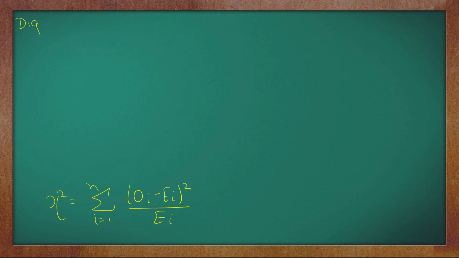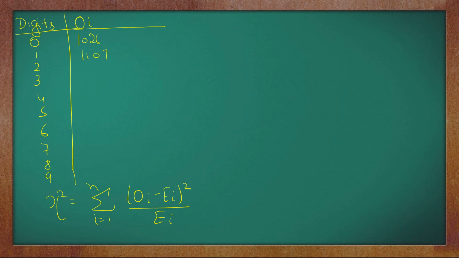First one was digits. That is 0, 1, 2, 3, 4, 5, 6, 7, 8, 9. Please solve this question with me. Then next is frequency. Which type of frequency? Observed frequency. So what is the observed frequency? We have 1026, 1107, 997, 966, 1075, 933, 1107, 972, 964, 853. And the total of these frequencies is 10,000.